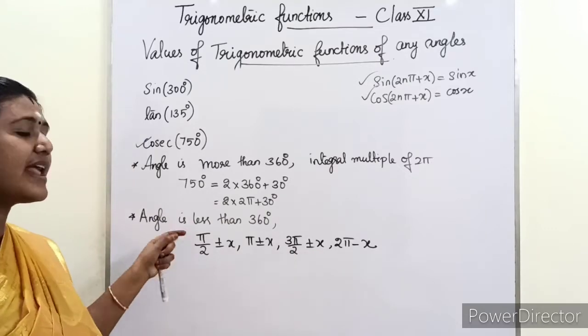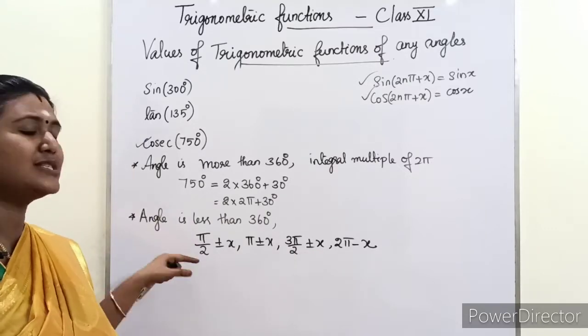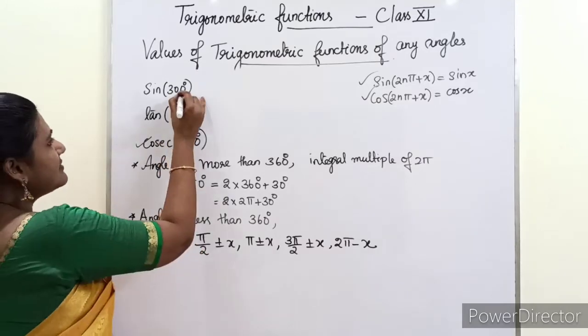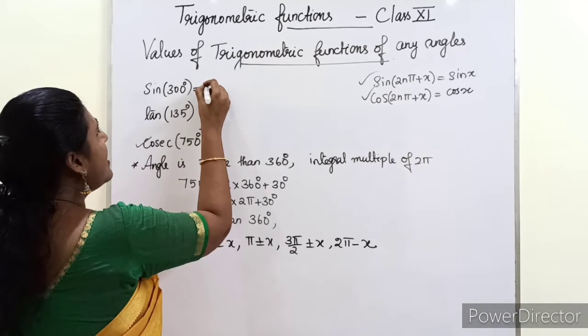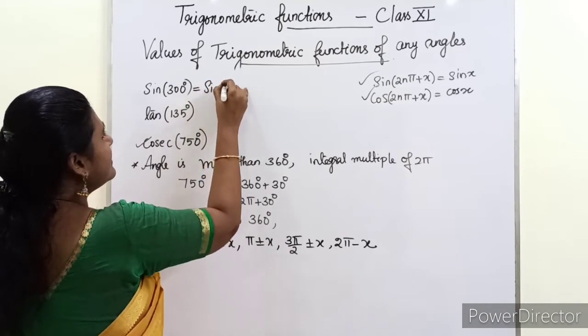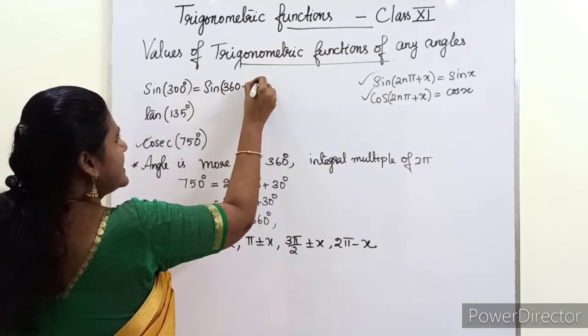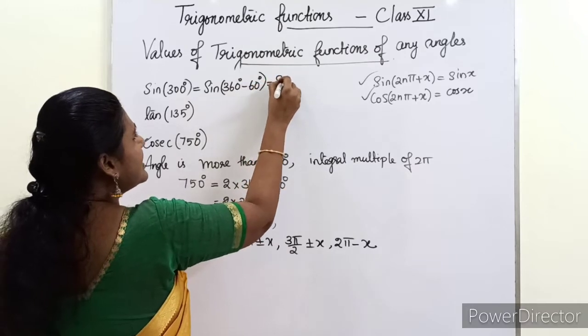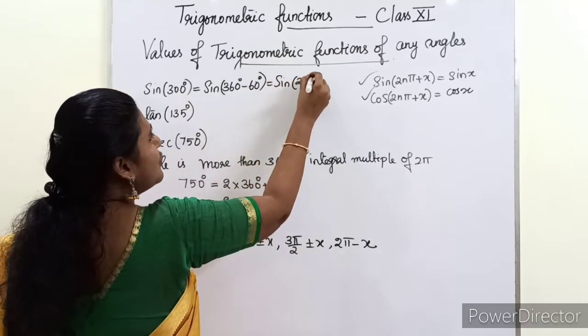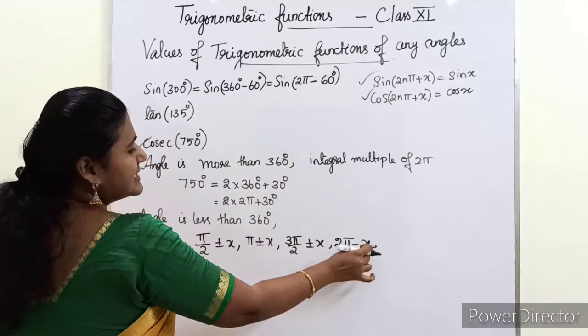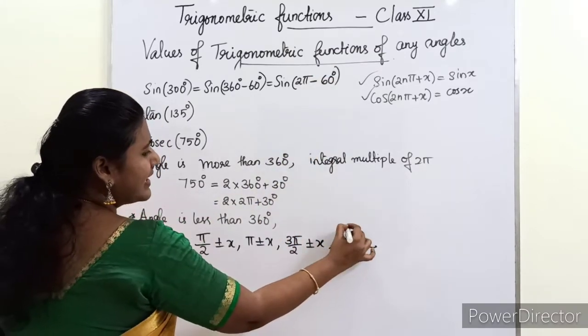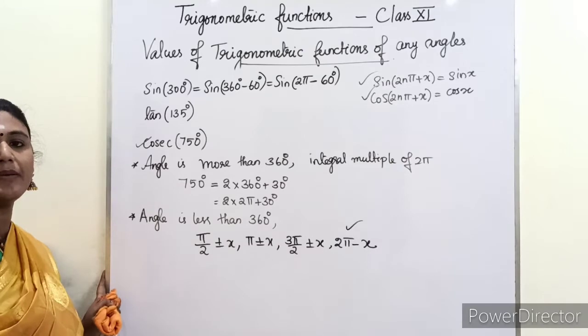After expressing the angle like this, how to do? For example here, we have to find sine 300. So sine 300 we can write as sine of 360 minus 60 degree. That is, 360 is 2 pi, so 2 pi minus 60 degree. Here x is 60 degree. So we have expressed it in the form 2 pi minus x.